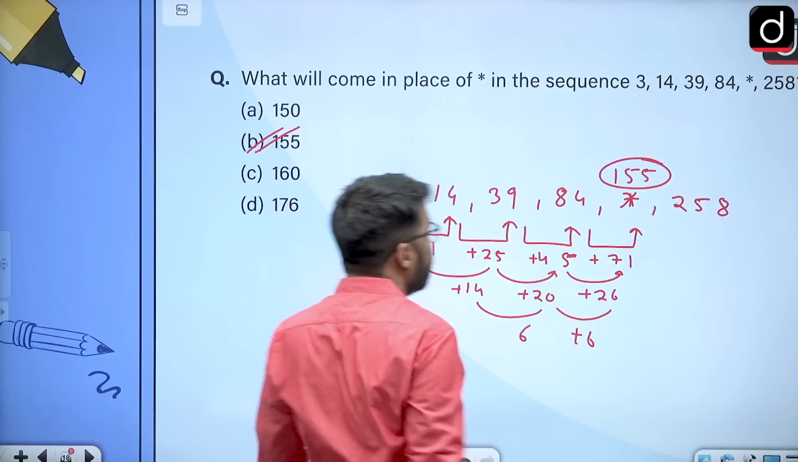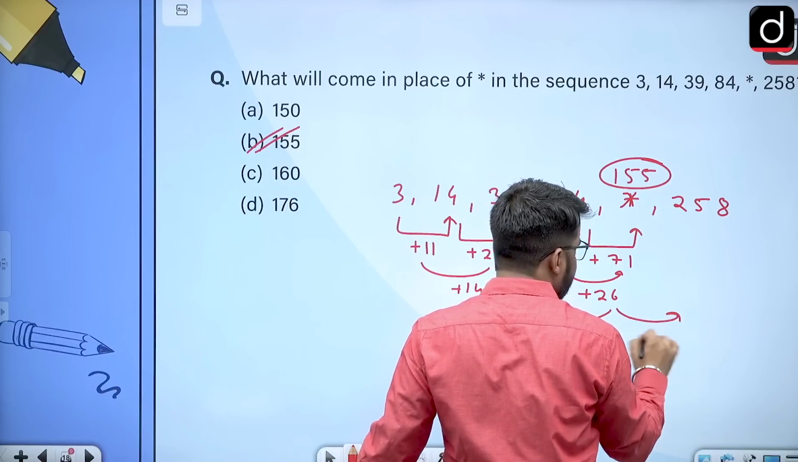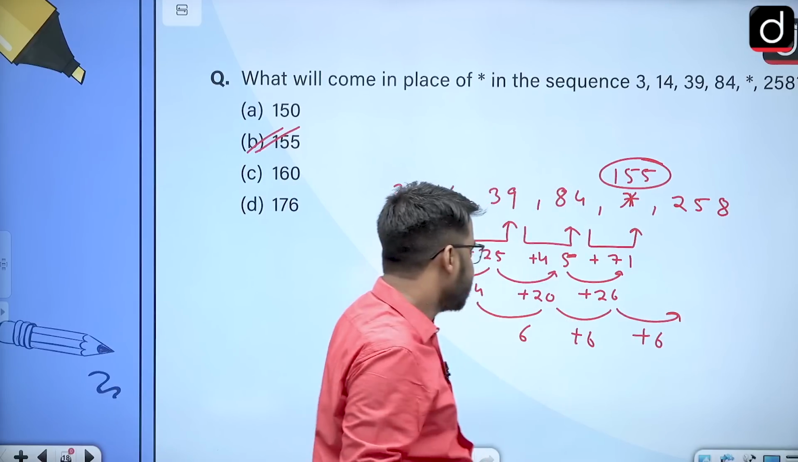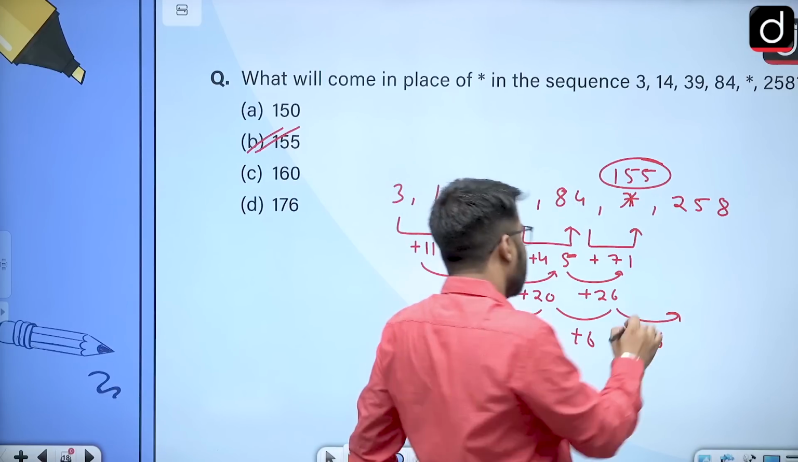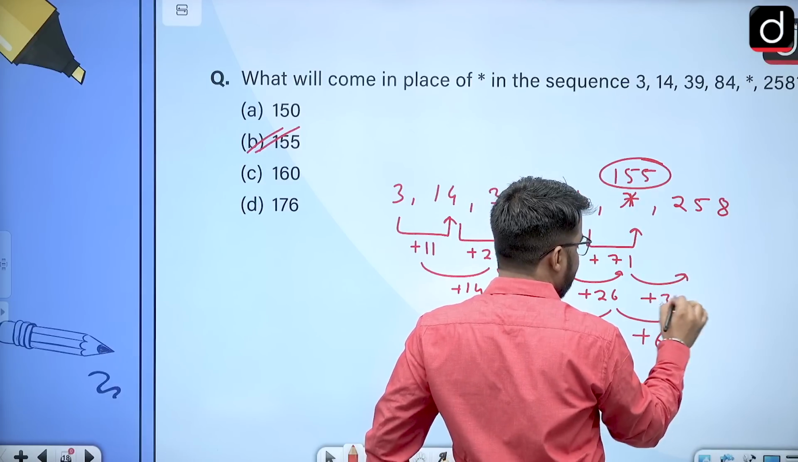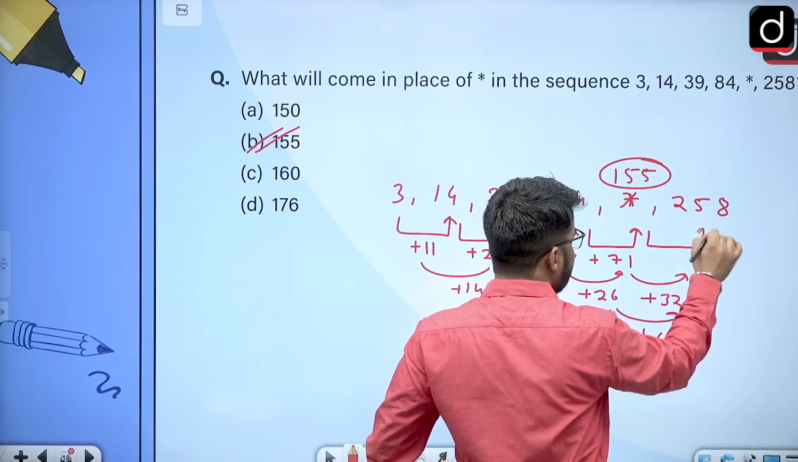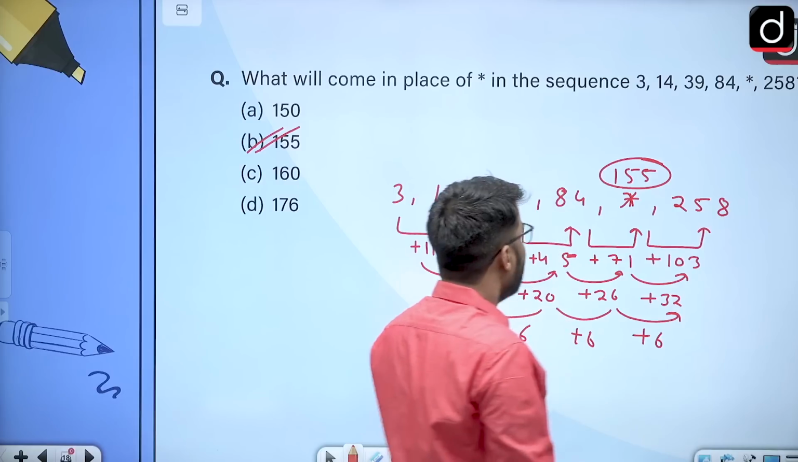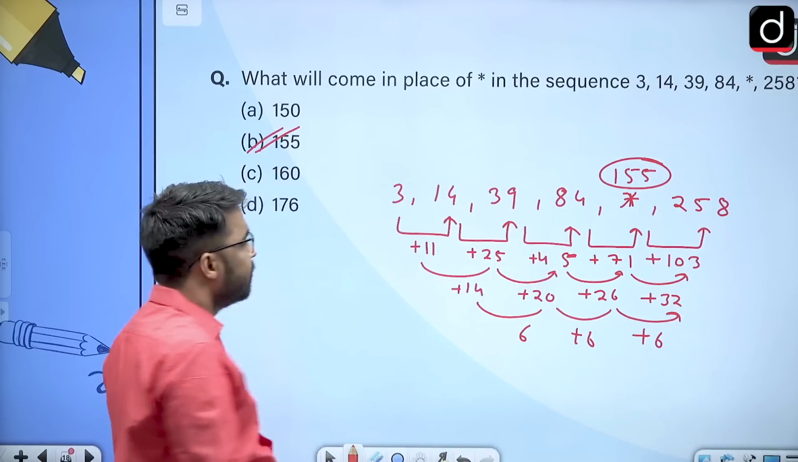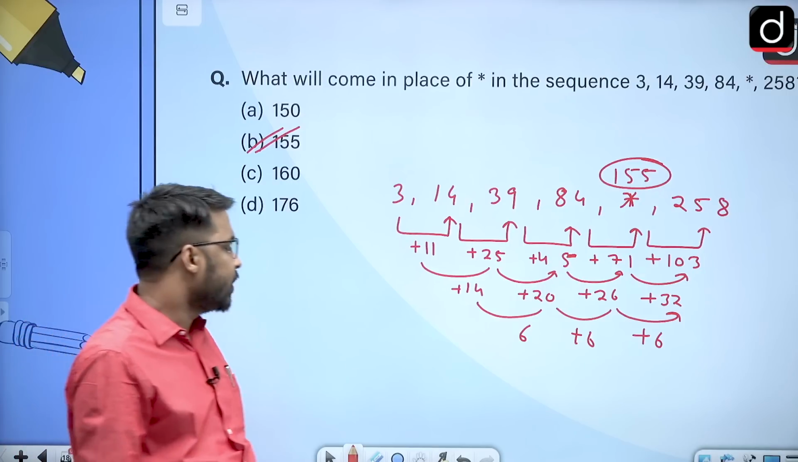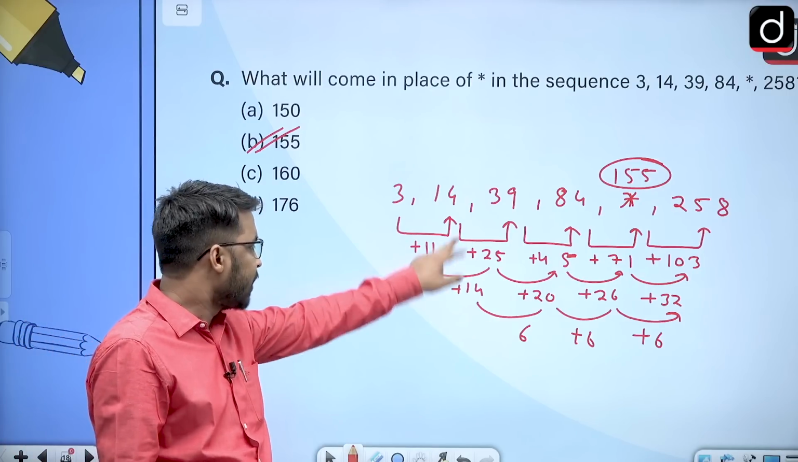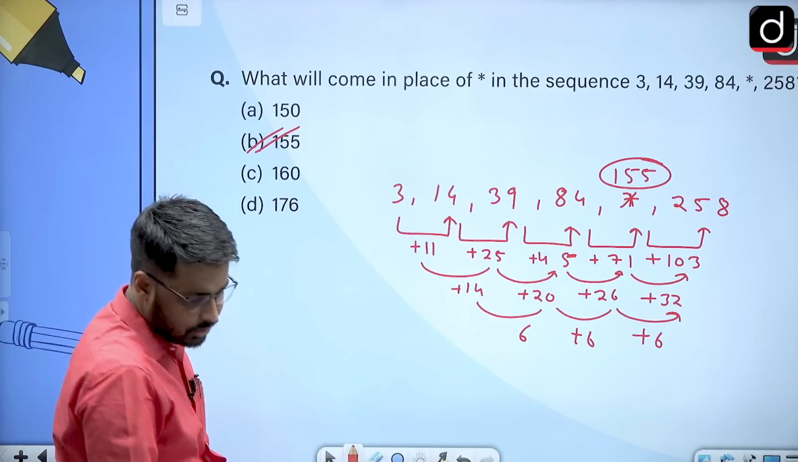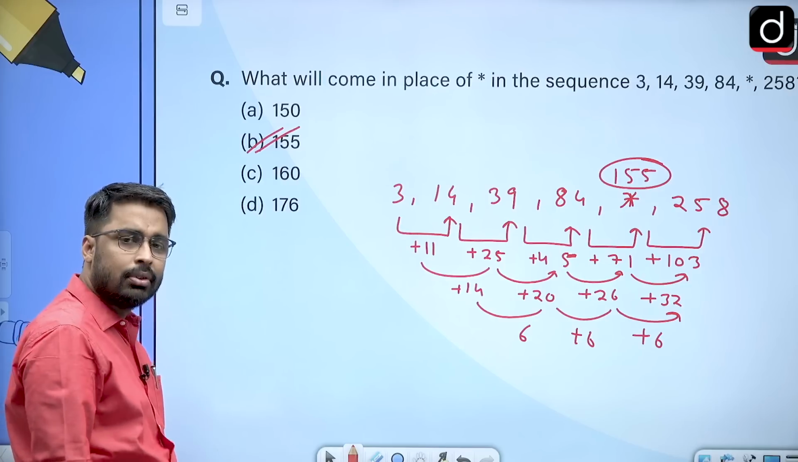But let's check, because after 26, at a difference of 6, my next difference should be 32. That means the next difference should be 103. Now 155 plus 103, will it be 258? Yes, that means we are correct. See, differences of the differences of the differences. Alright.